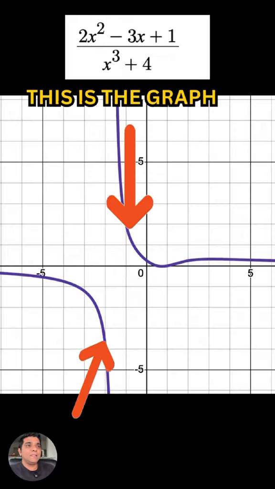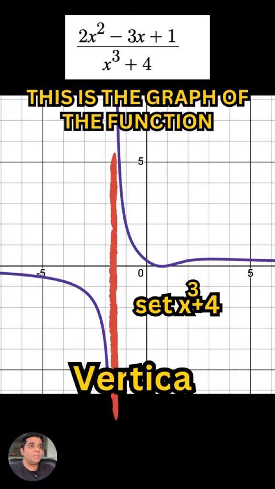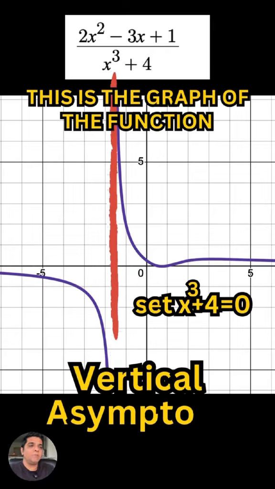In this case, this is the graph of the function that we have graphed here. So there is a vertical asymptote. As you can see, we set x cubed plus 4 equals 0, the denominator, and we get our vertical asymptote. That's where the graph will not cross past that vertical asymptote.